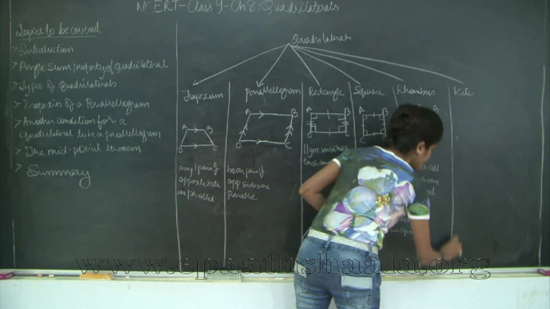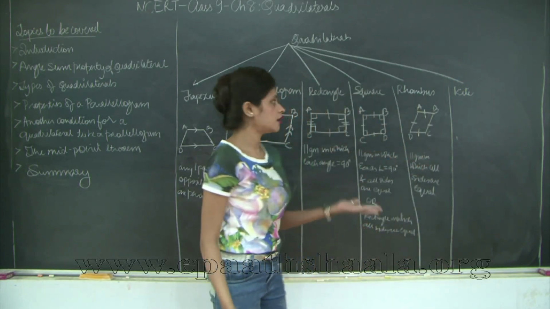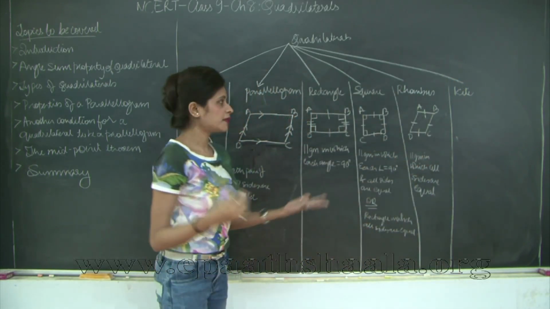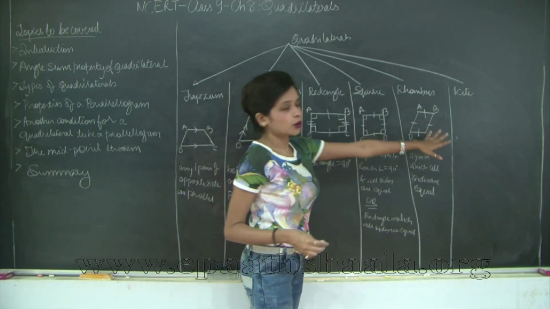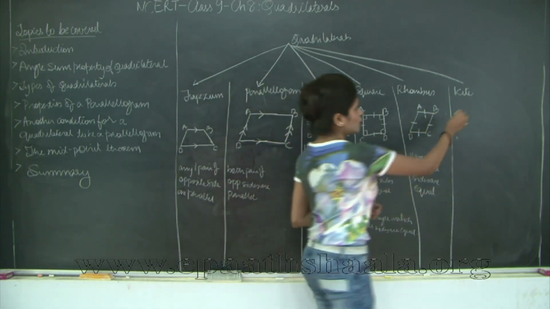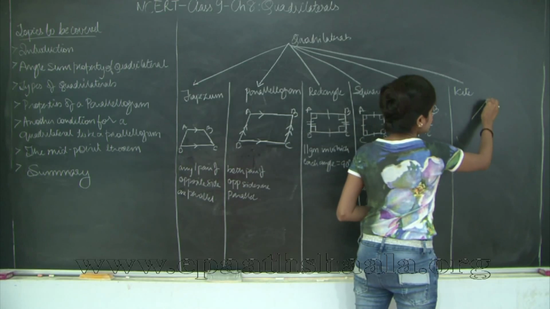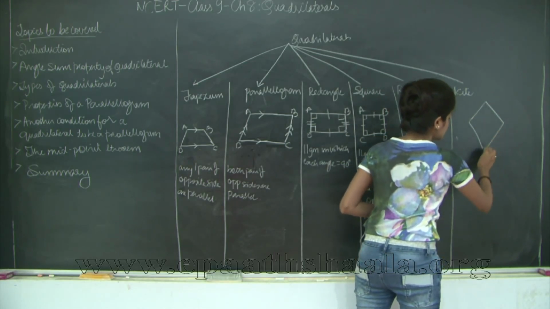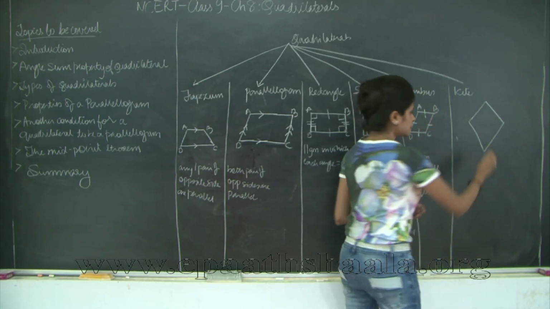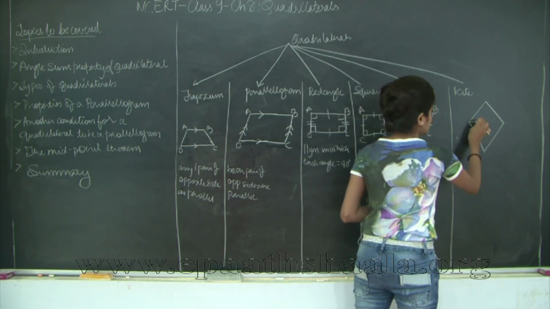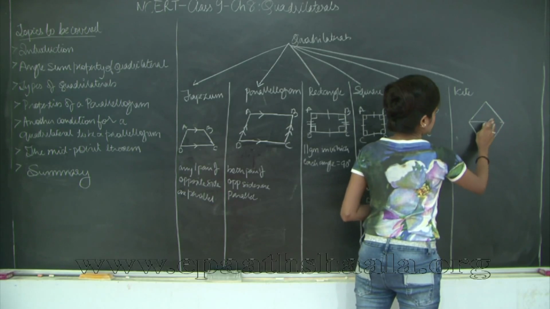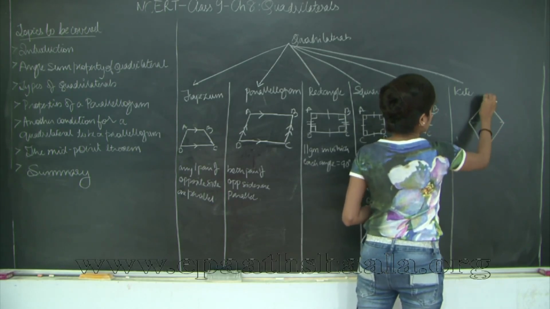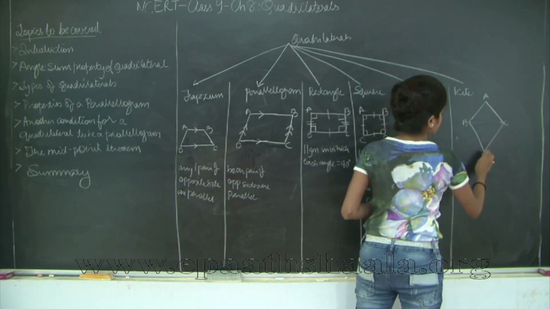And then finally we have a kite. So what does a kite look like? We all must have flown kites on Makar Sankranti. So obviously, we Indians are all aware of what a kite looks like. It looks something like this, right? So if I call it A, B, C, D.